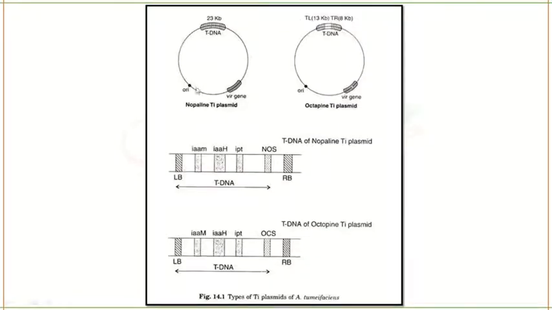You can see here the nopaline Ti plasmid. It has Vir genes and tDNA. This causes cancer in plants. This is the octopine Ti plasmid. You can see here tDNA with 13 kilobases and 8 kilobases nearby each other, and Vir genes are present. In the tDNA of the nopaline Ti plasmid you can see the left border region and right border region. This is nopaline synthase, which produces opine amino acids. Similarly, this is the region for octopine Ti plasmids.